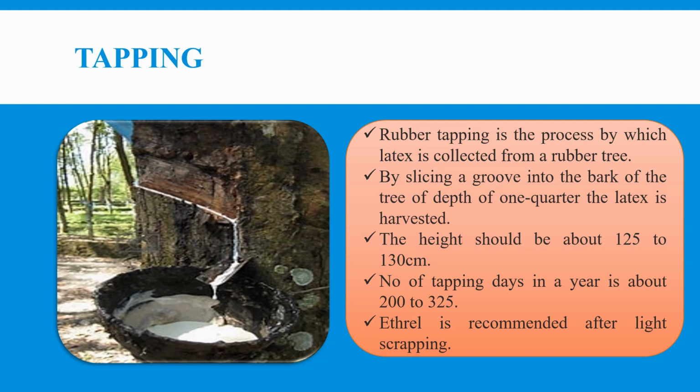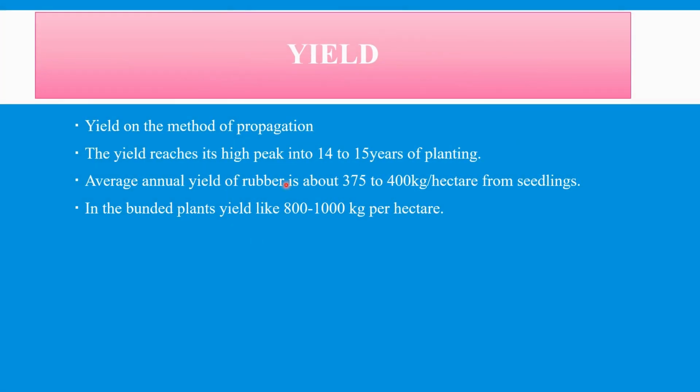And coming to the next one, in the rubber plantation, the yield will be based on the method of propagation. The method of propagation we select is directly proportional to the yield. The yield will reach a high peak at 14 to 15 years of planting. The average annual yield of the rubber will be 375 to 400 kg per hectare from seedlings. In budded plants, 800 to 1000 kg per hectare will be obtained. And this is the yield of the rubber plant.